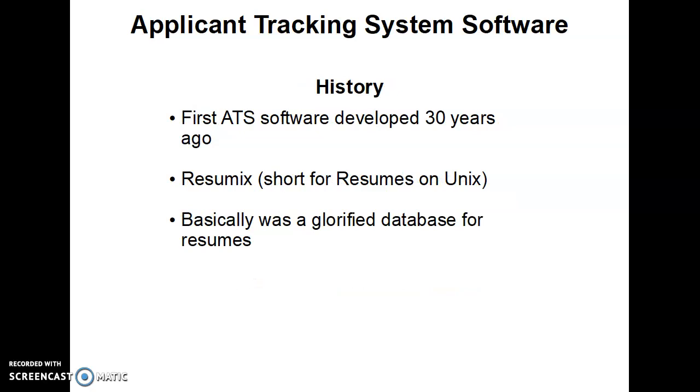Some history for you on the ATS software. It actually has been around for at least 30 years, maybe a little longer than 30 years now. The very first software was titled Resumix, short for Resumes on Unix. At the time, very large companies like IBM would be running Unix on their computers, and so they needed a way to sort through the literally thousands of resumes that they would get. And it basically was a glorified database for resumes. That's really what it was designed for, so that they could sort through resumes very quickly.